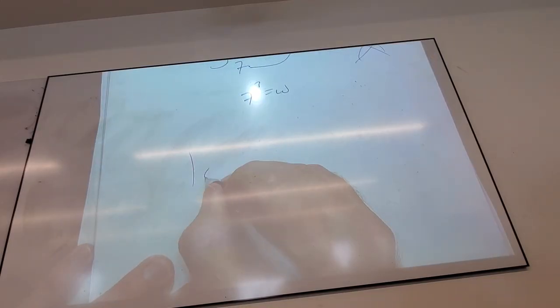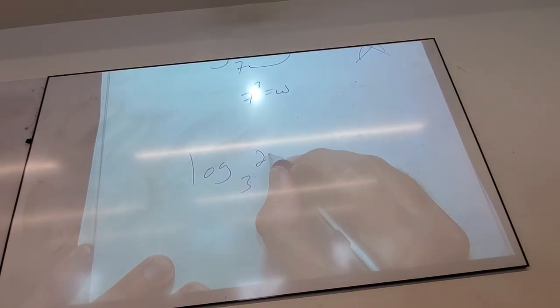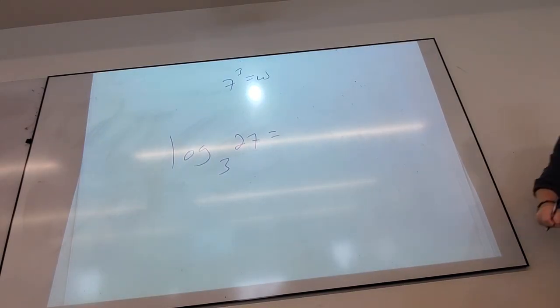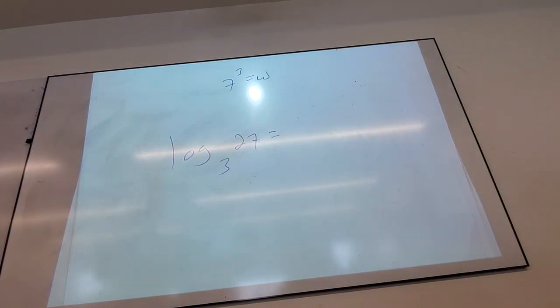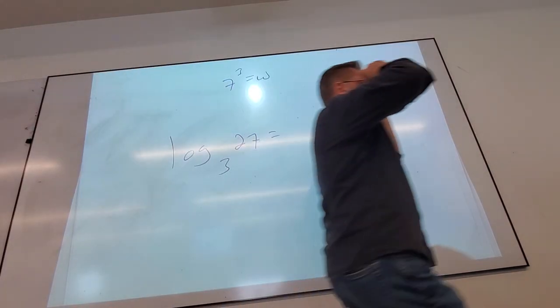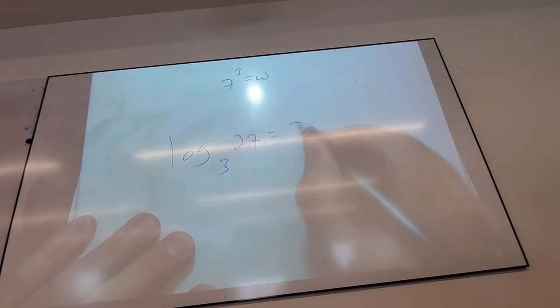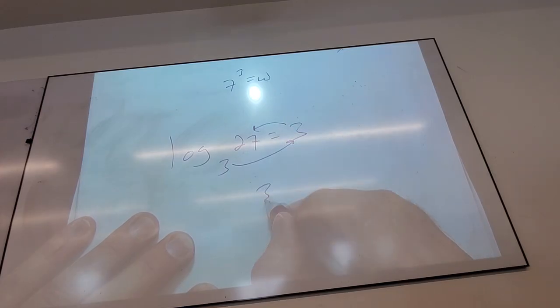But all logs mean, if I have log base 3 of 27, what are you asking yourself? What power does 3 need to become 27? That's the question you ask yourself, yes? And what is that? 3. 3 needs a third power to become 27. That's all logs are. That's it. So the answer to every log is a power. And that's why we're able to rewrite logarithms in exponential form, because they inherently mean something exponential.